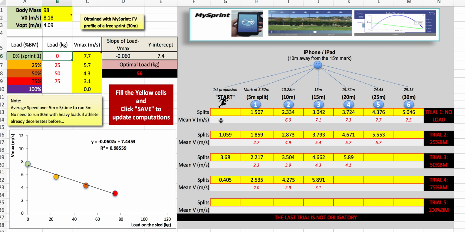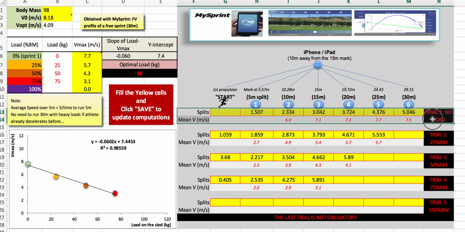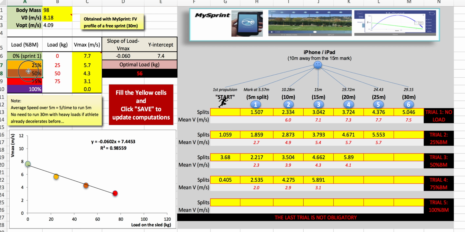All right, so that's for trial number 1, no load. Then you go with trial number 2, 3 and 4 with 25% of body mass, 50% of body mass and 75% of body mass. And you do exactly the same. You do a sprint and you film the sprint with the app and you report here the split times.